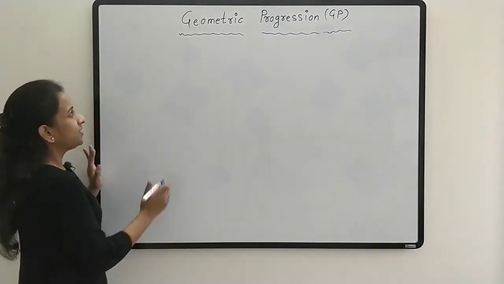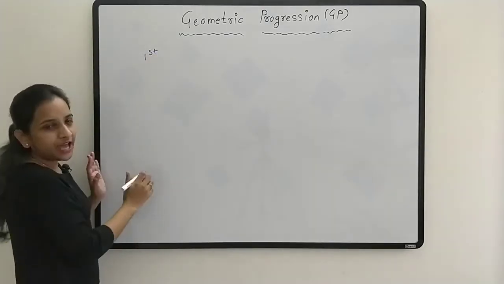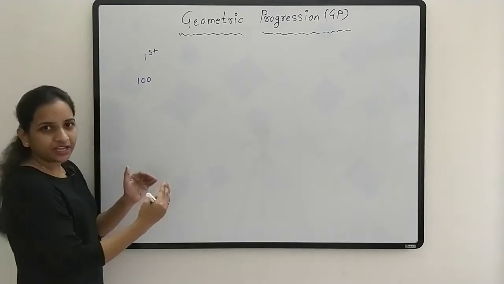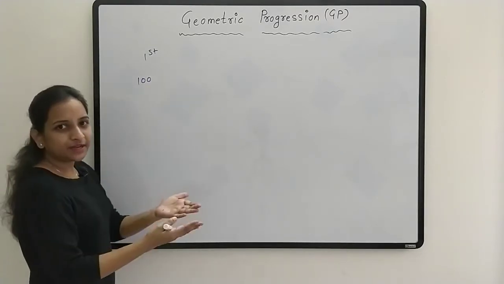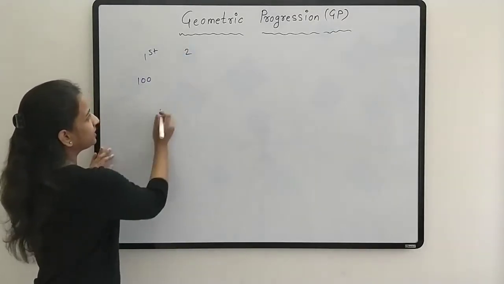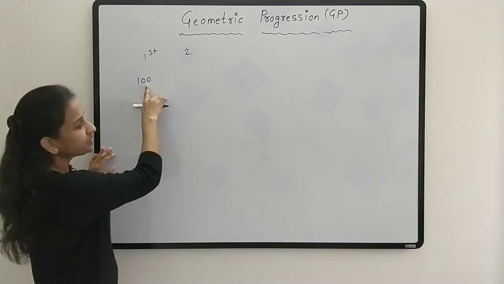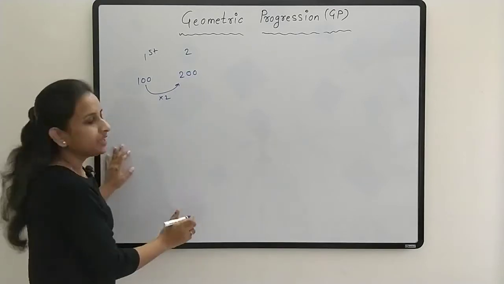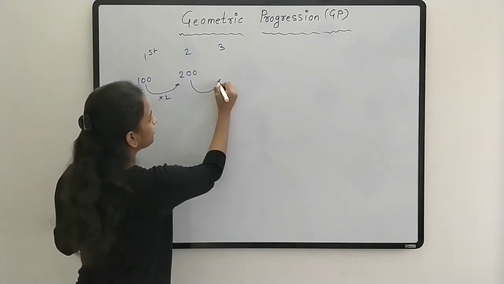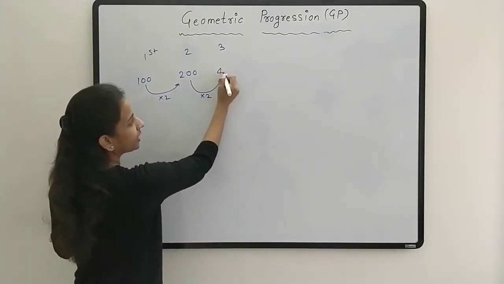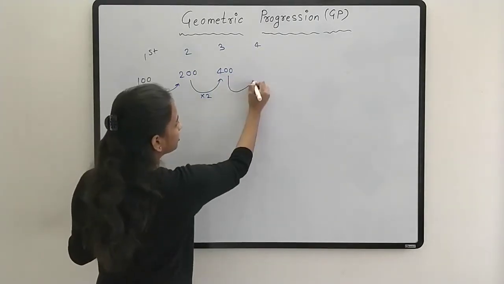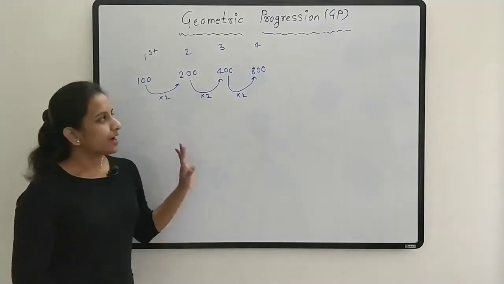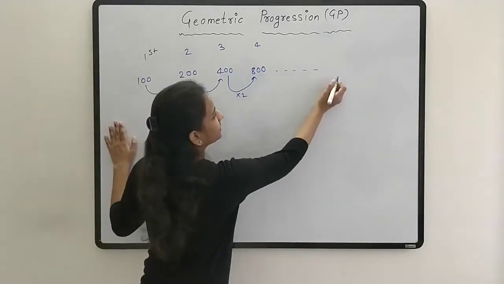Say in a city, in the first week, there are 100 coronavirus cases. Okay? In every week, the coronavirus cases double. So, in the second week, the coronavirus cases will be twice of 100, right? So 200. In the third week, corona cases will be 200 into 2, 400. In the fourth week, coronavirus cases will be 400 into 2, 800. Okay, like this we can find.